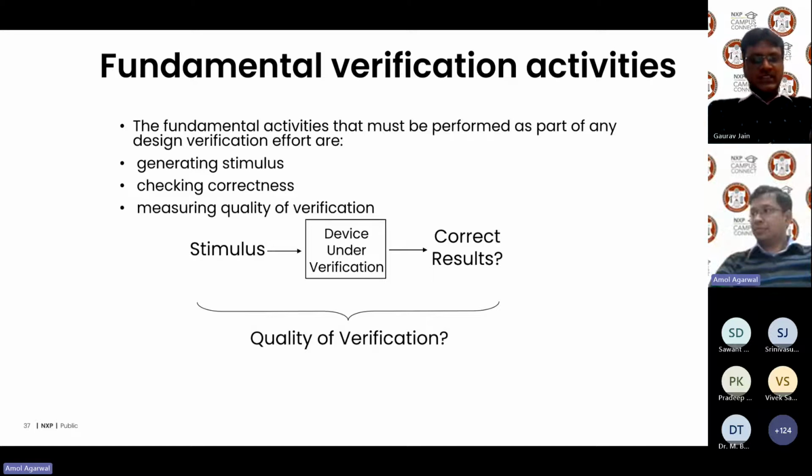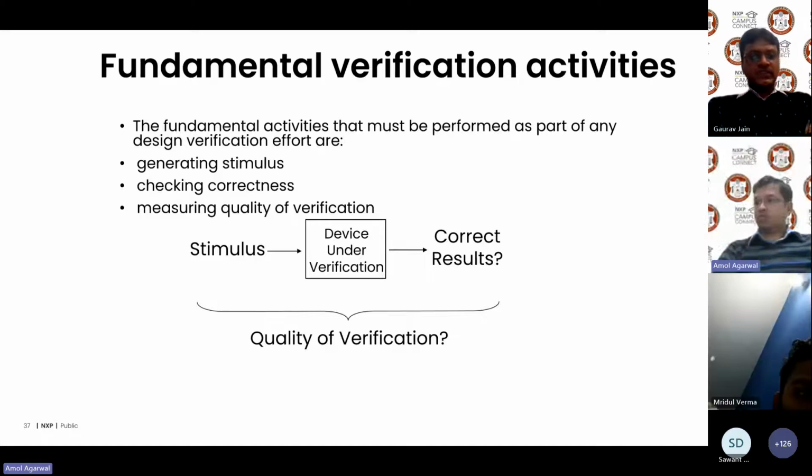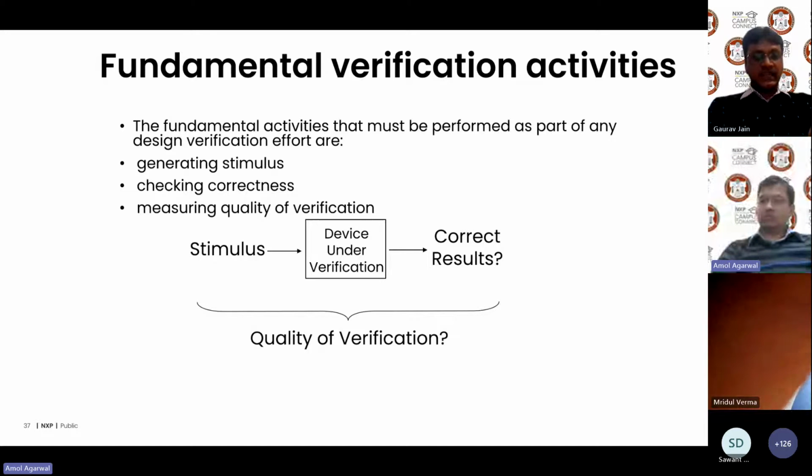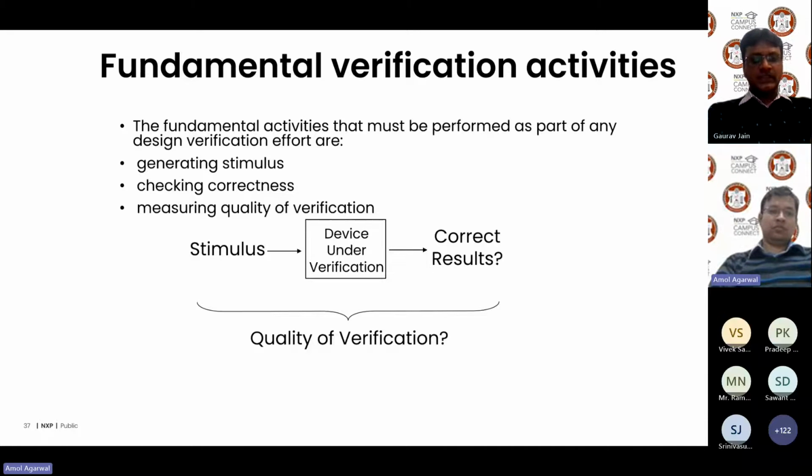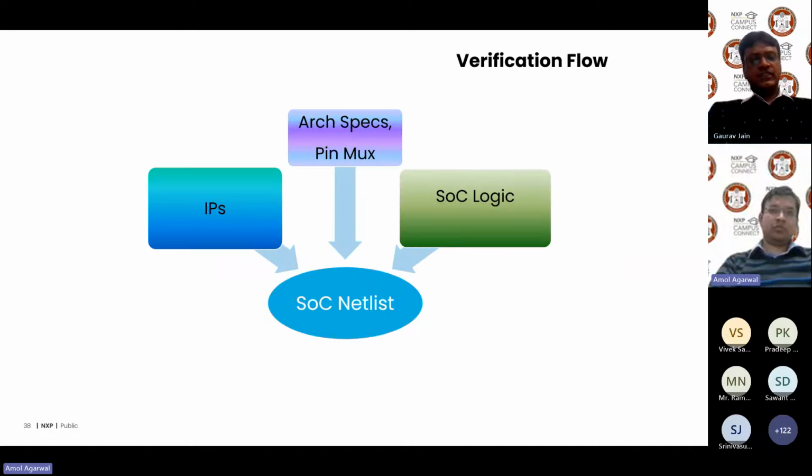Okay, so the verification engineer is responsible to generate the stimulus, which excites the design, and is also responsible to put the monitors and scoreboard in place to check the correctness of the design response. And at the end, the quality of the verification is measured. There are multiple techniques, like the code coverage and toggle coverage at the SoC level, which are monitored to sign off the verification.